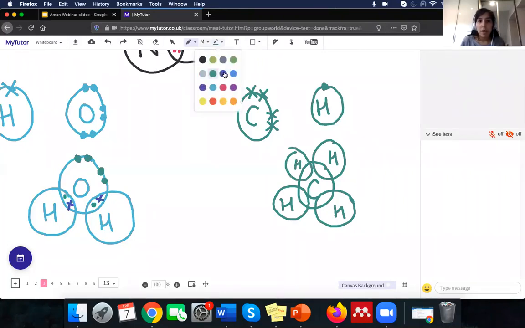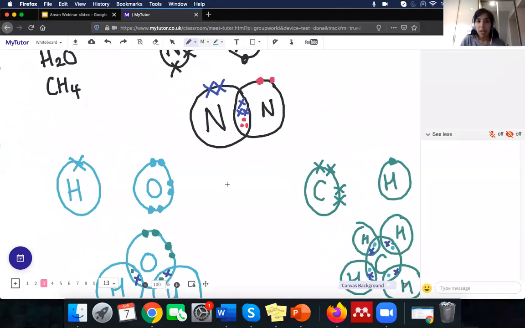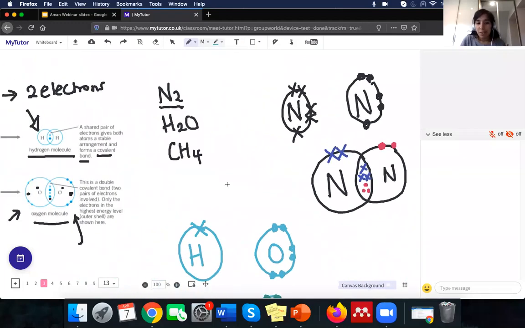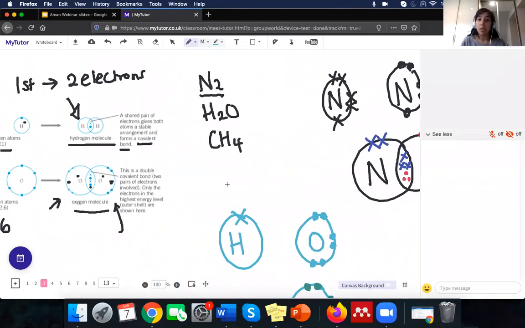okay, and then carbon will share 1 electron with each hydrogen. So we know it's got 4, so it will share 1 electron with each hydrogen. And each hydrogen has 1 electron in its outer shell, so it will share that with carbon. And then what we can see is that carbon now has 8 electrons in its outer shell, and each hydrogen has 2. So that's covalent bonding and how to draw the simple molecular diagrams. By simple, I don't mean that they're easy to draw, that's just what we call them. We call them simple molecules.